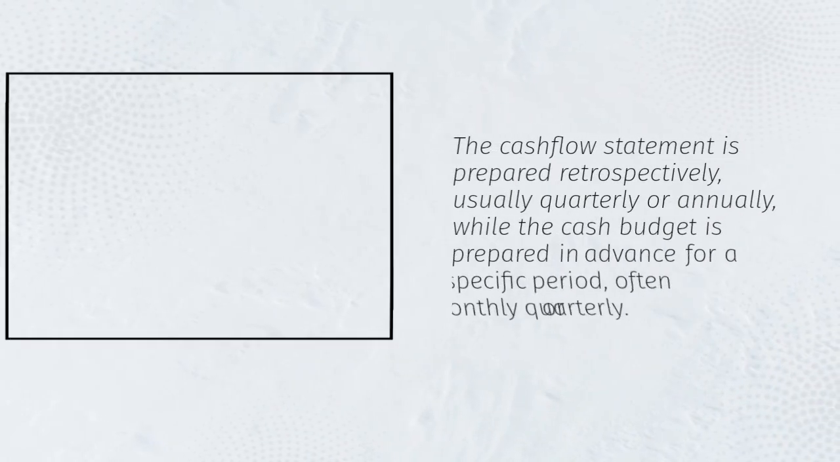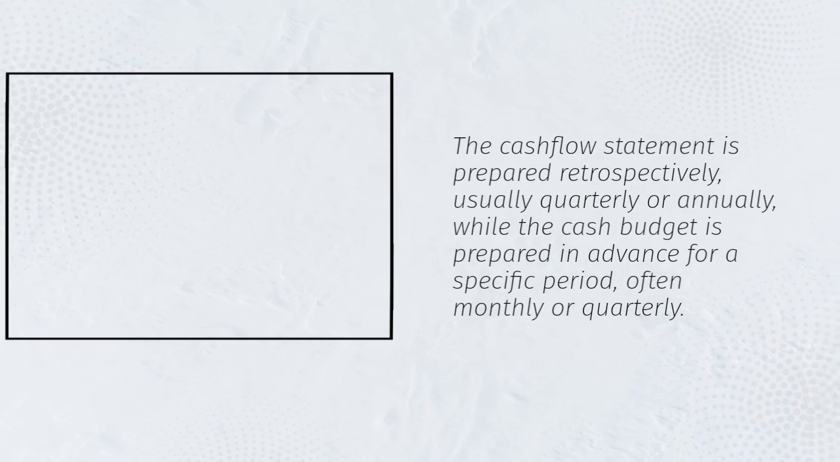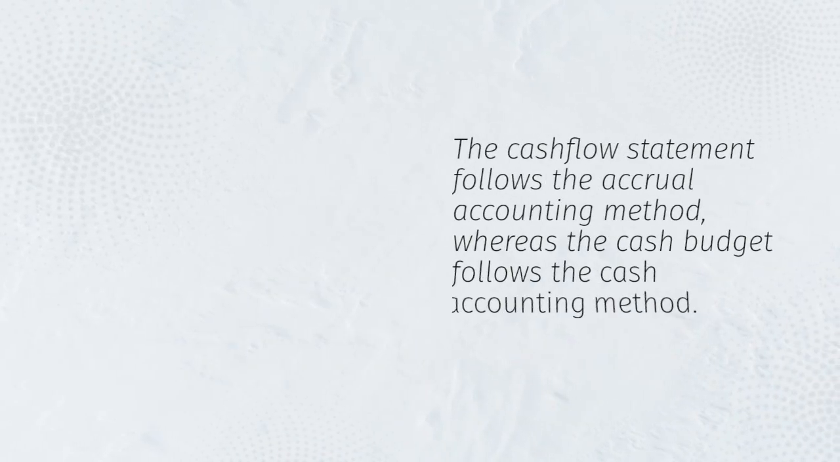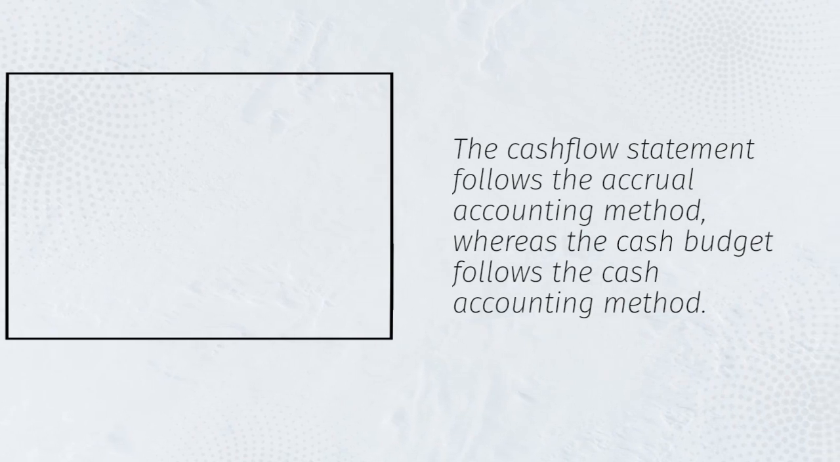The cash flow statement is prepared retrospectively, usually quarterly or annually, while the cash budget is prepared in advance for a specific period, often monthly or quarterly. The cash flow statement follows the accrual accounting method, whereas the cash budget follows the cash accounting method.